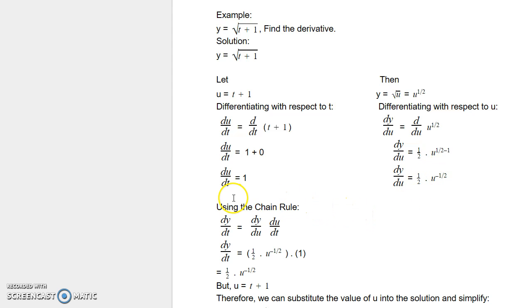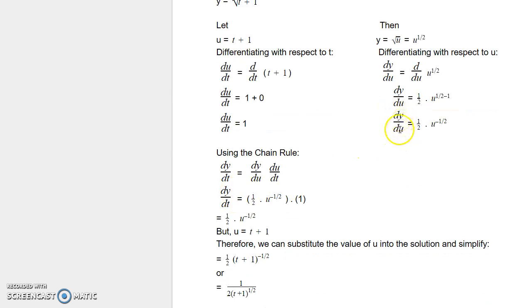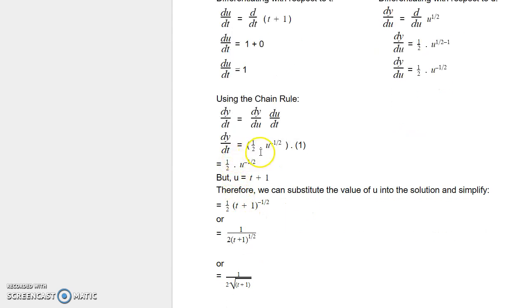Now we are ready to use the chain rule. We know the value of dy by du. We know the value of du by dt. So the chain rule is stating dy by dt is equal to dy by du times du by dt. So dy by dt will be equal to dy by du, which is 1/2 times u to the power of minus 1/2. That's what we wrote here. And then du by dt is 1, and that's what we have here. Now we can simplify it some more. 1/2 times 1 is 1/2, u to the power of minus 1/2.